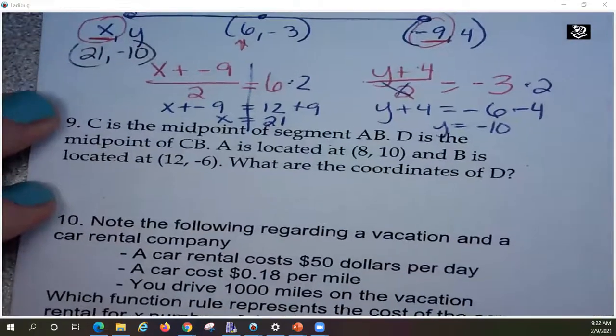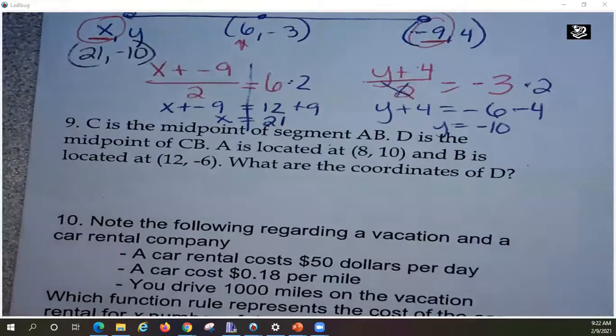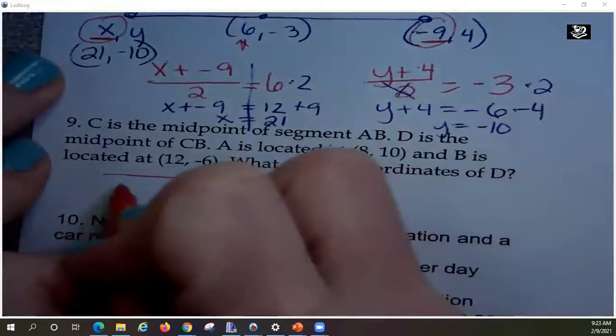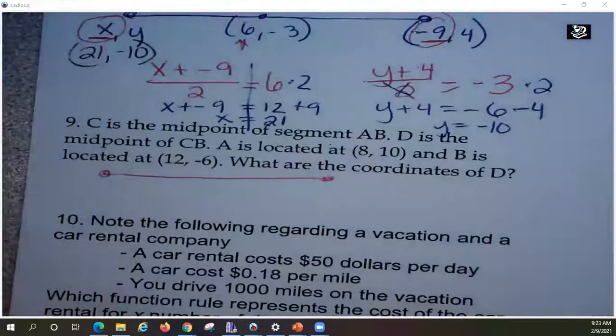So my final answer, if I wrote it over here, would be 21, -10. Okay. Number 9, C is the midpoint of segment AB, D is the midpoint of CB, A is located at 8, 10, and B is located at 12, -2. What are the coordinates of D? Tania, what do I want you to do first on these problems? Draw a line. Yes, draw a line. Jordan, what goes on my line?